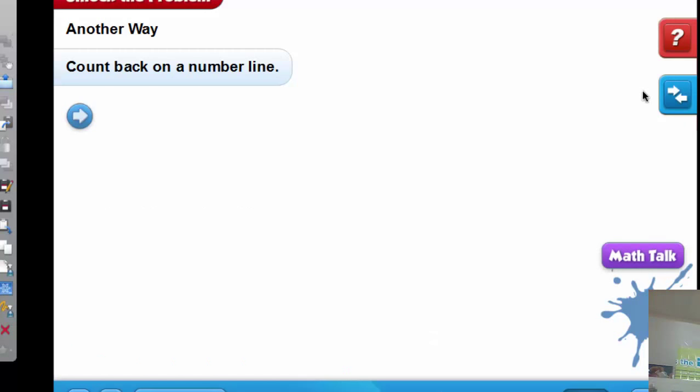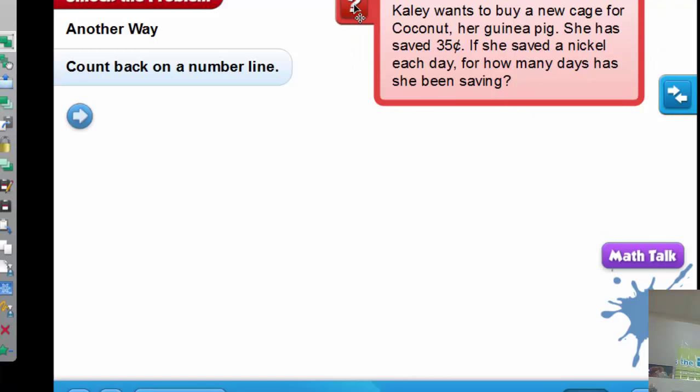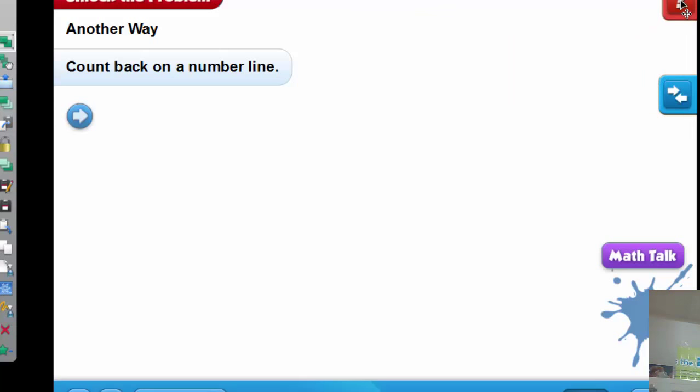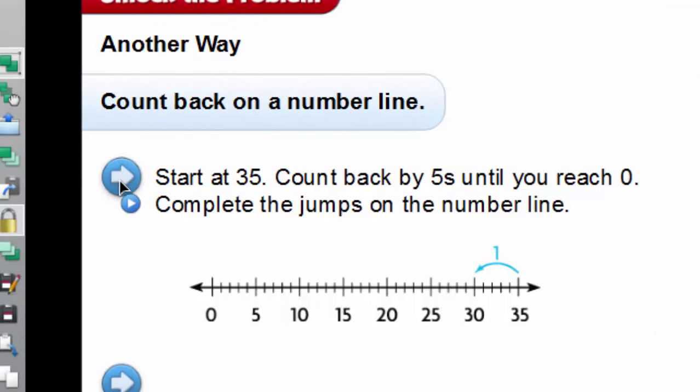Let's look at this problem another way. First, let's review the problem. We have Kaylee who wants to buy a new cage for Coconut, her guinea pig. She saved 35 cents. If she saved a nickel each day, for how many days has she been saving? So we can count back on a number line. First, we would draw our number line, and then we start at 35 and we count back or jump back 5 numbers until we reach 0.